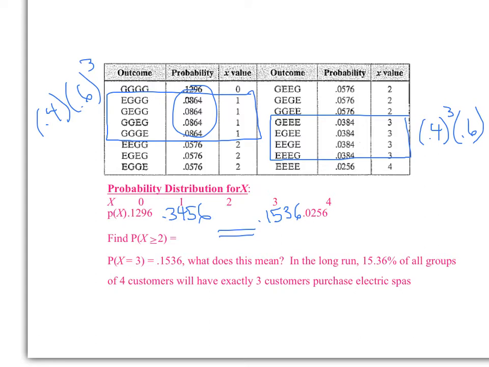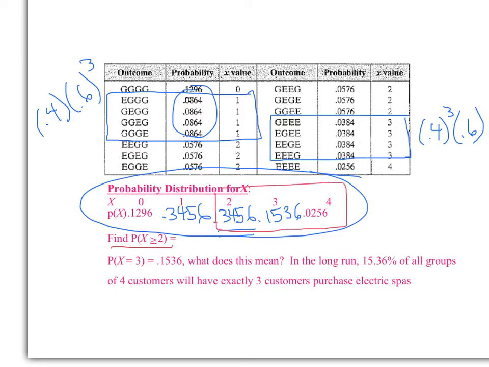and subtract from 1 and get 0.3456. So this is our probability distribution for X. So now if we want to find the likelihood or the probability of 2 or more customers purchasing an electric model, we could just sum up these 3 probabilities and it would be 0.5248.